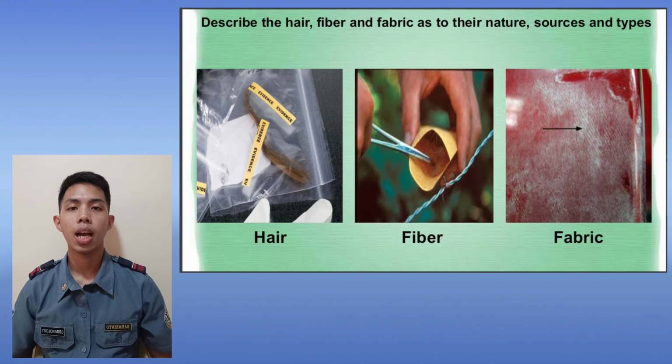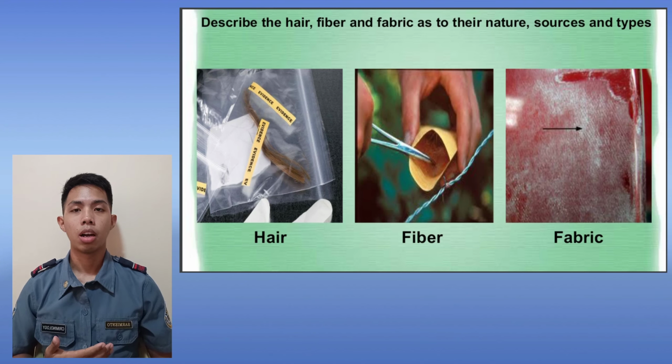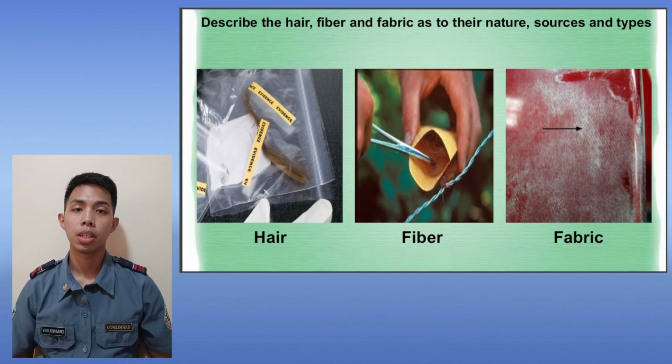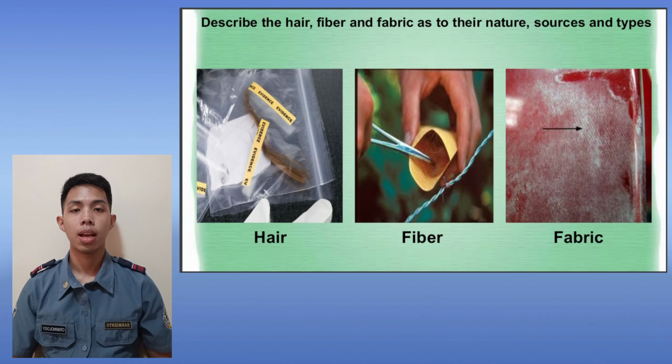Hair can be analyzed by determining the chemical makeup of the hair or extracting DNA from the hair follicle. Hair can also be analyzed through the use of a microscope or by simply comparing two or more hairs against one another.